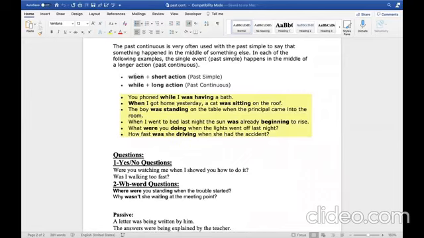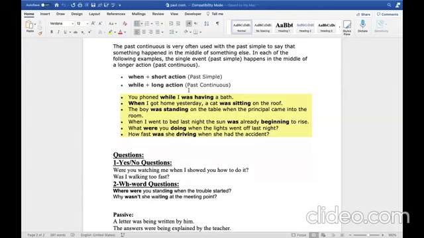For example, after "when" we have the short action that didn't take time, that started and ended in the past, which will be in the past simple. And after "while" we have the long action that took a period of time, which we can write in the past continuous.